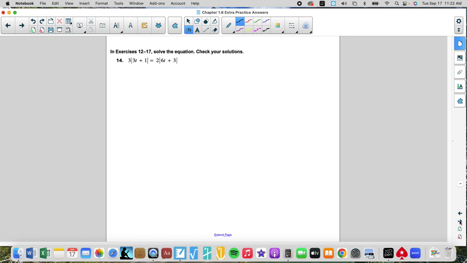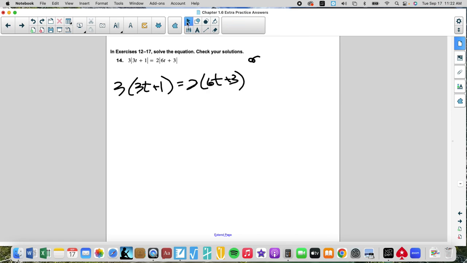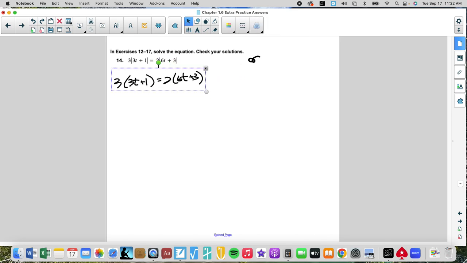Yeah, same thing. So we have 3 times the quantity, 3t plus 1 equals 2 times the quantity, 6t plus 3. Or, oh, it gets so big. My handwriting is so large sometimes. I don't have enough space.